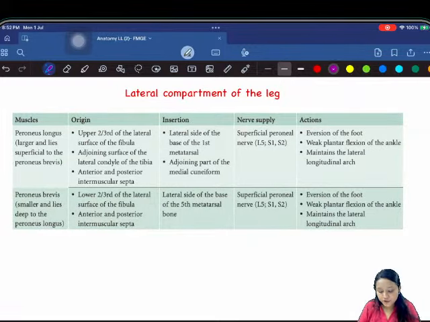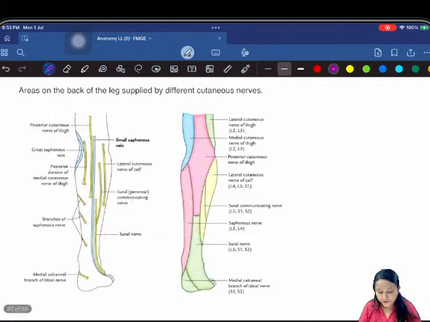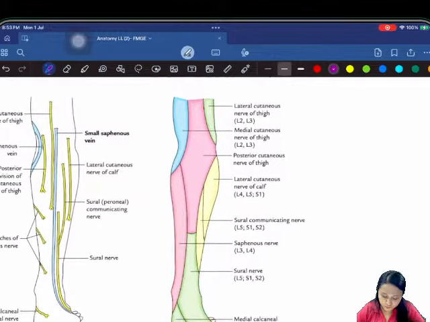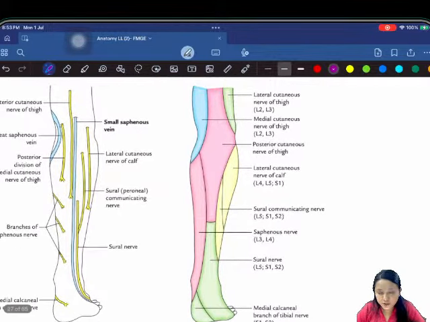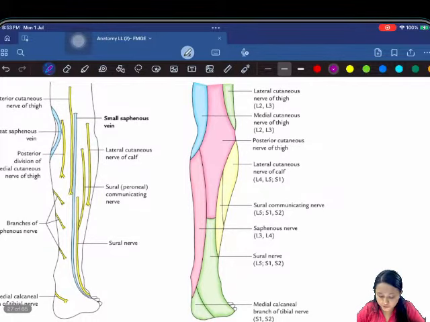Let us come to the lateral compartment of the leg. Before that, let us study a little bit about the dermatome of the back of the leg. A question came on the dermatome. They had given an image of the dermatome, so you have to know about it as well.